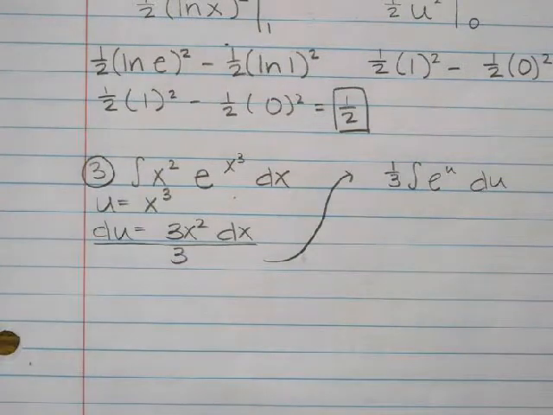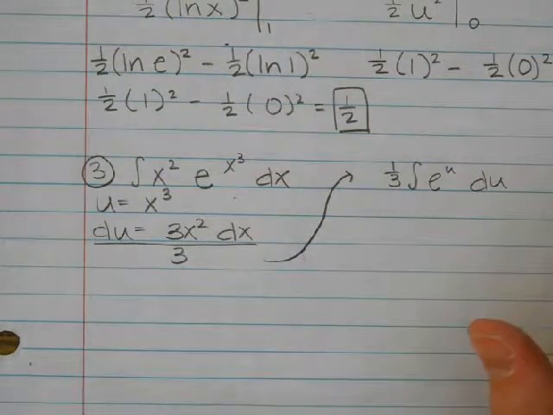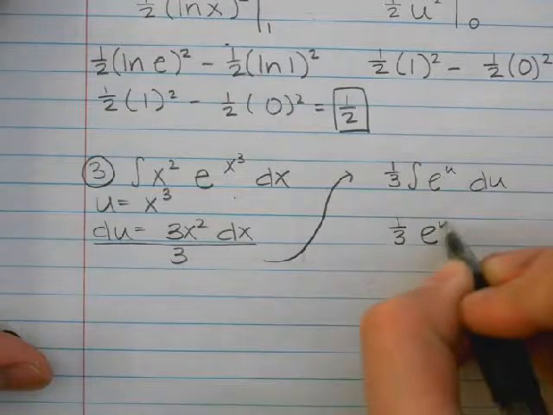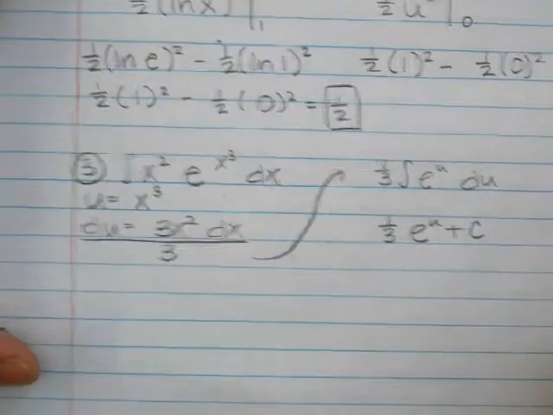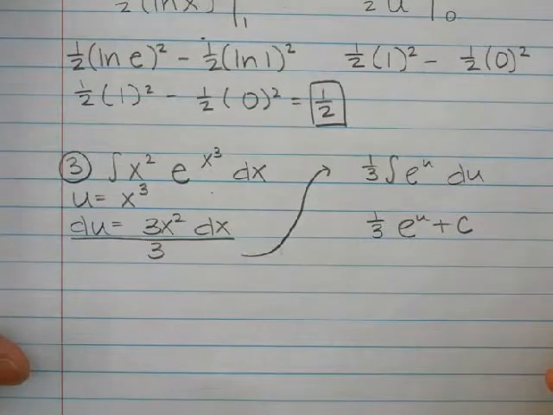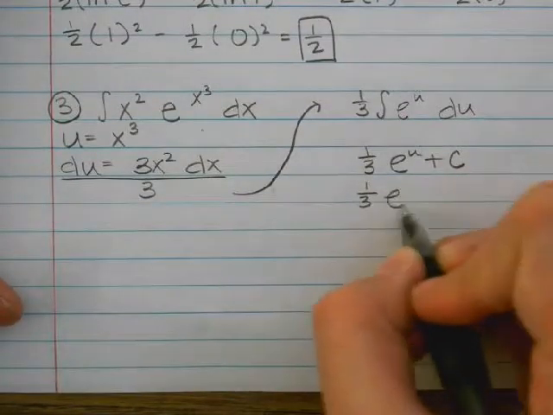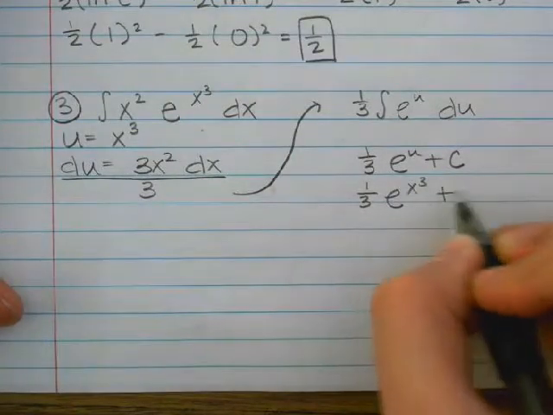And then if we look back up at our notes, what's the antiderivative of e to the u? e to the u plus c. So we've got 1/3 e to the u plus c. And then what do I do? Yeah, plug in x to the third. So this is 1/3 e to the x to the third plus c.